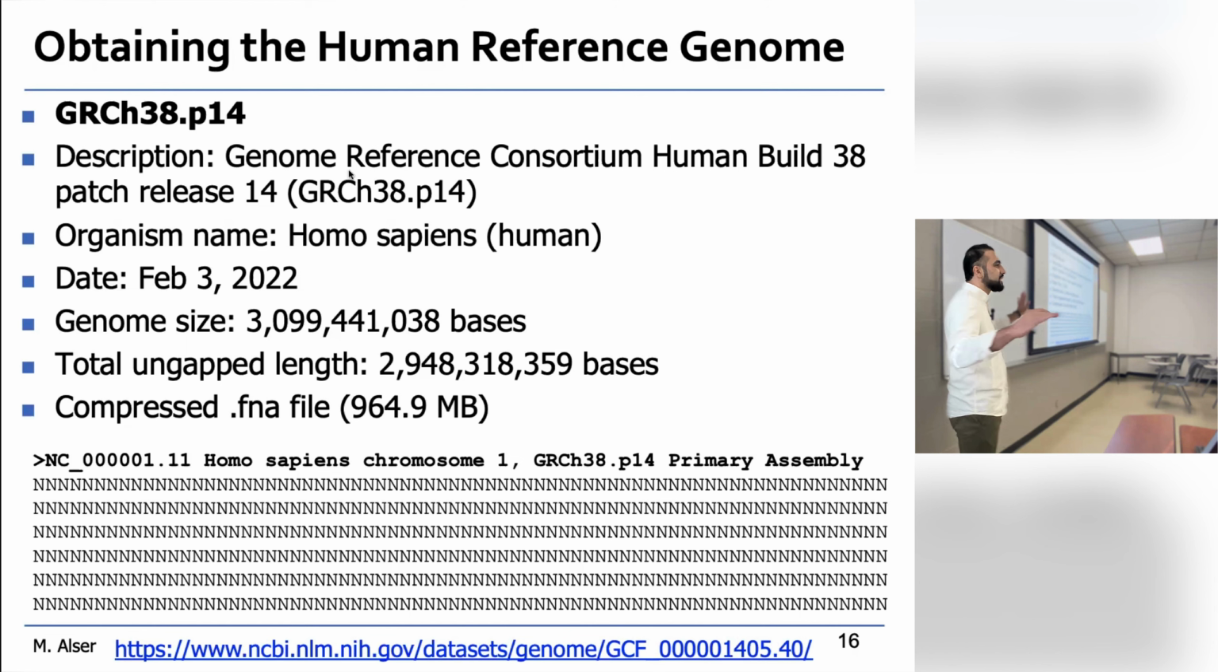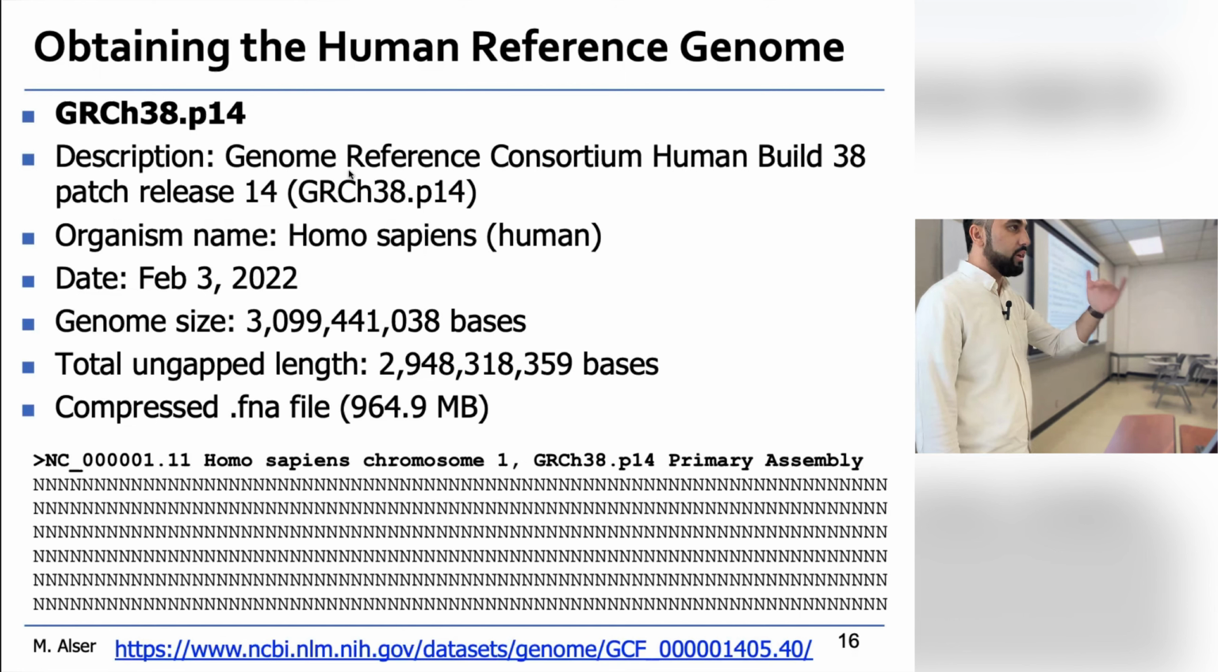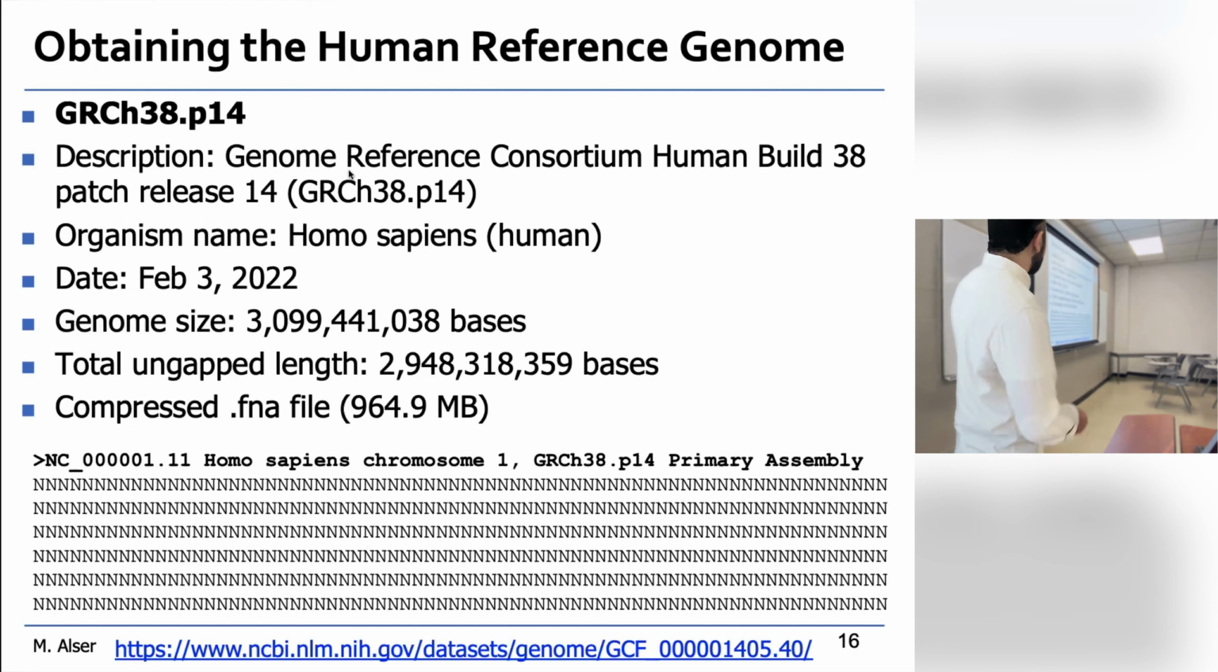The first 1,000 lines are just basically N. What we have here is the information of the first chromosome. So we are talking about chromosome 1 only in this portion of the file. But once you move next, you will see chromosome 2, then 3, 4, and so on. Here are some statistics also for the human genome.